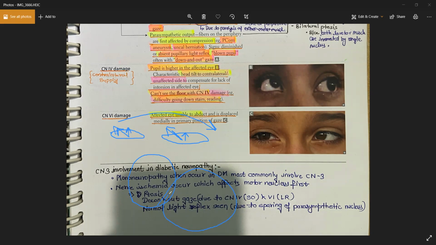And the head tilting, as you can see, will be on the contralateral side. If this is my ipsilateral side, that means the left side which got damaged, this is my contralateral side. So the head tilting will be on the contralateral side. That is the important thing.